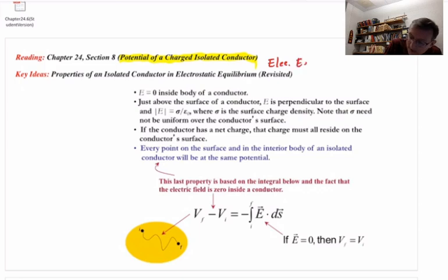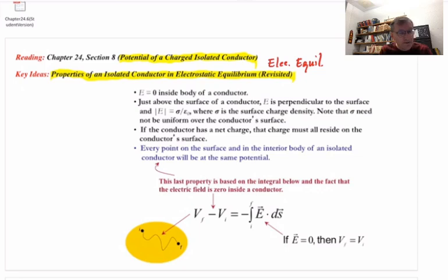Electrostatic equilibrium. I'm abbreviating it there so I can fit it on the screen, which we have talked about before. I'm going to review some of the properties of a conductor in electrostatic equilibrium, and I'm going to add one more new one that we became familiar with in the previous experiment that we did. So, properties of an isolated conductor in electrostatic equilibrium. All very important things to remember.